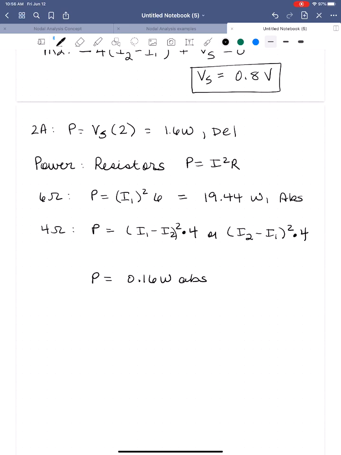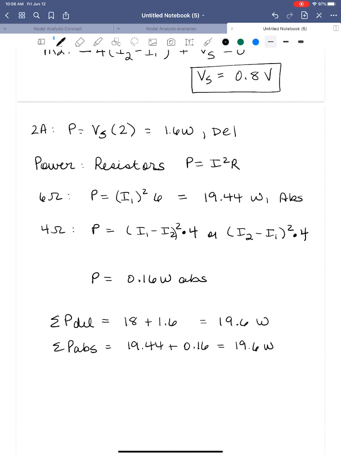Okay, so the sum of the power delivered is equal to 18 plus 1.6 from the sources, so that's 19.6 watts. Sum of the power absorbed is equal to 19.44 plus 0.16, which is equal to 19.6 watts. And of course, this makes us very happy because everything is working out.